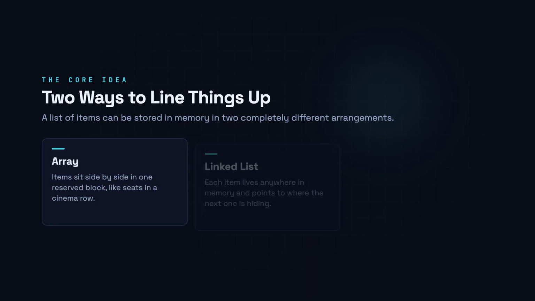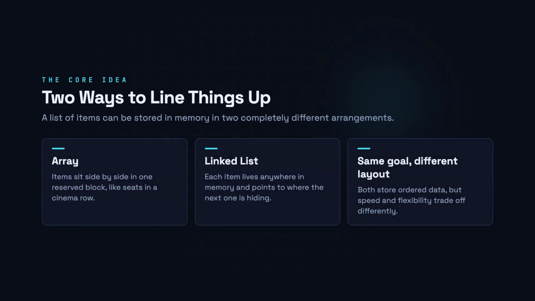An array lines every item up in one tidy continuous block of memory. Seat 1, Seat 2, Seat 3. A linked list scatters items anywhere and uses little arrows, called pointers, to connect them in order.